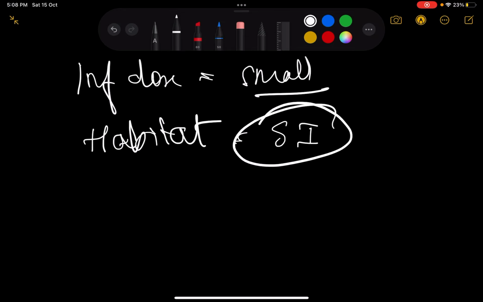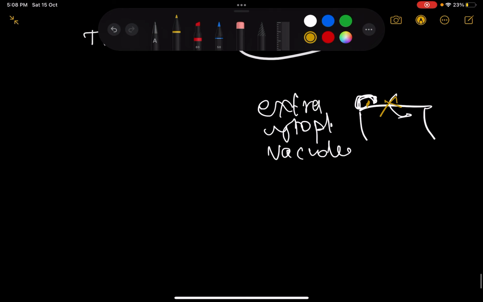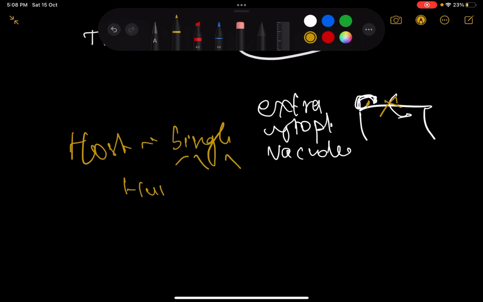But even in infection of the small intestine, they do not enter the cell. They form something called an extracytoplasmic vacuole, and they usually reside in this extracytoplasmic vacuole. They do not enter. Correct. So then definitely there's only one host. There's only one host, and it can be human, cat, cow, whatever.